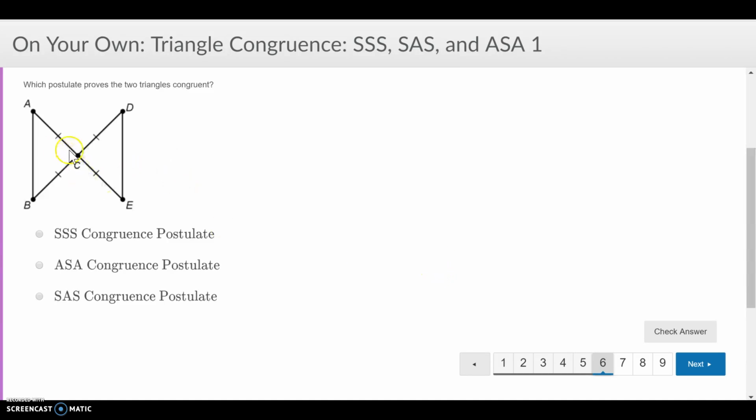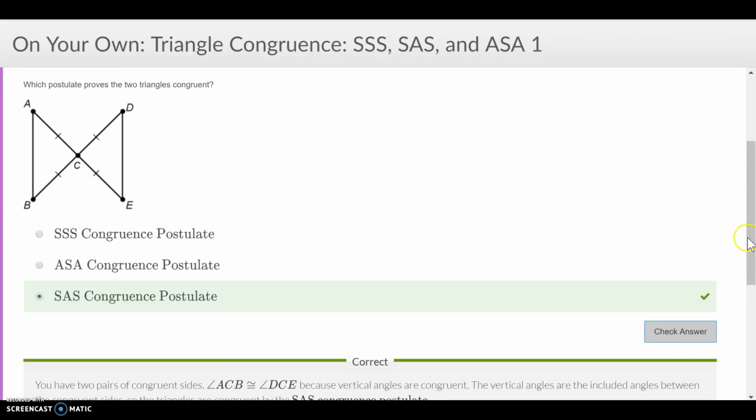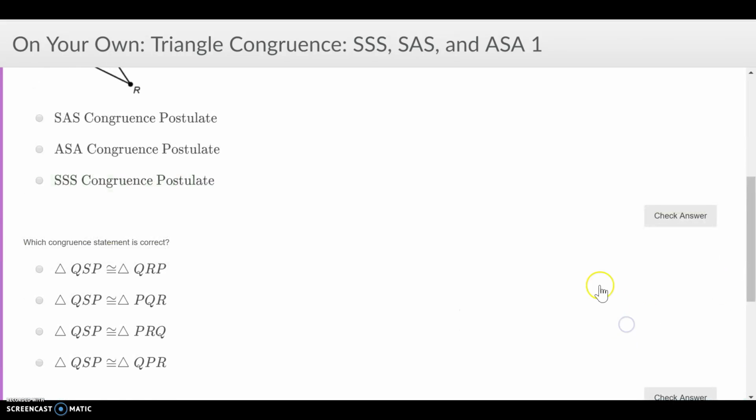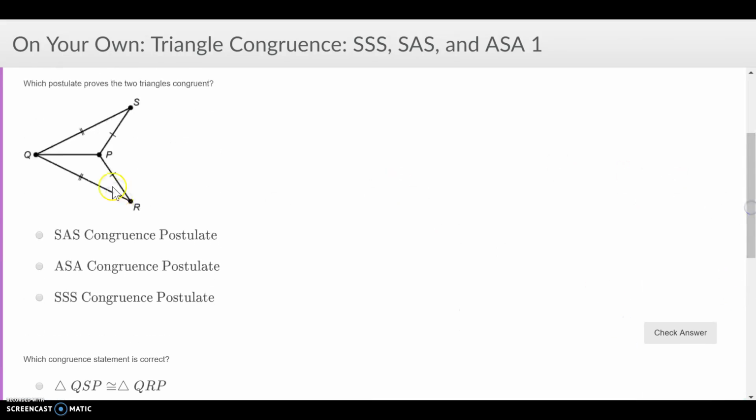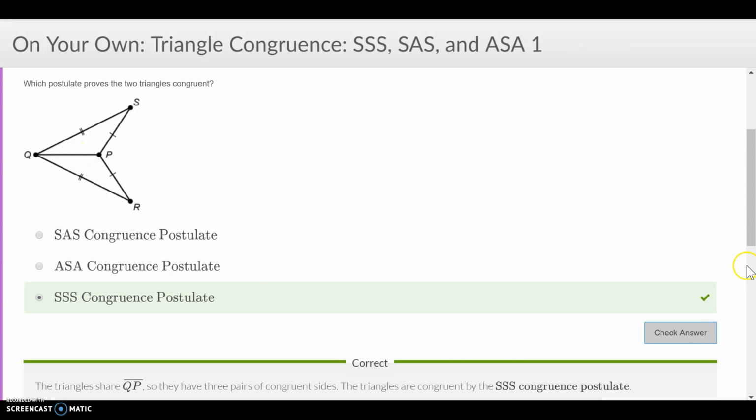So now these are congruent here and here. So we have a side and then an angle and a side. Side, angle, side. This one we have a side, side, side, because this line is congruent to itself. There we go.